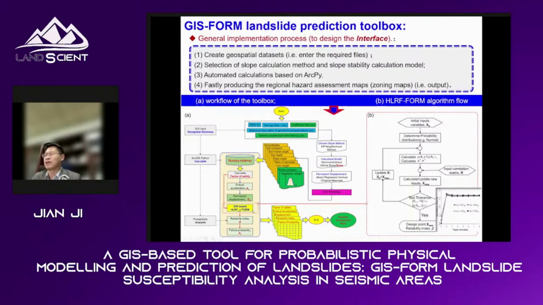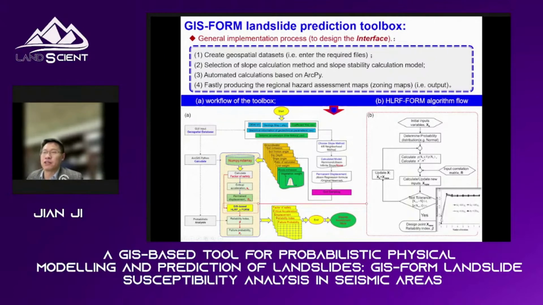The output will be, by using our algorithm, the first order reliability algorithm, the reliability index instead of the failure probability, and then we convert the reliability index into the failure probability, which is the basis for landslide hazard mapping. We can map the factor of safety, displacement in terms of seismic analysis, and also the failure probability of the regional landslides. And this is the algorithm flow chart for the first order reliability method.